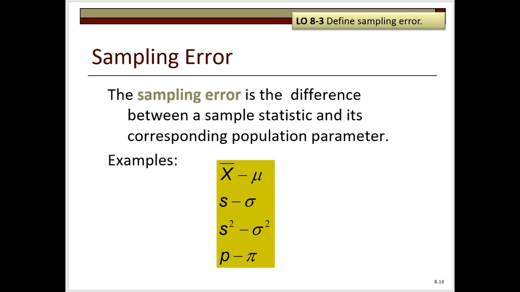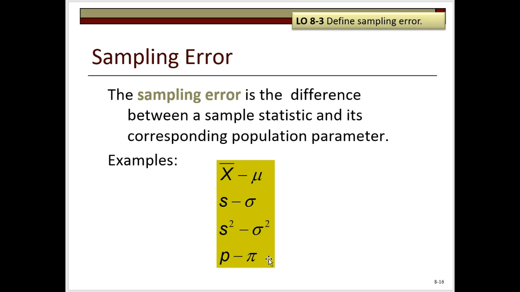Examples include, on the top row, the sampling error of the mean, where we take the difference between a sample mean and the population mean, right here. On the second row, the sampling error of a standard deviation, right here. The third row is a sampling error of the variance, here. And finally, the fourth row shows the sampling error of the population, right here.